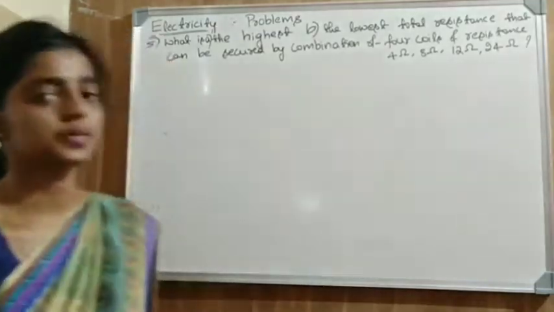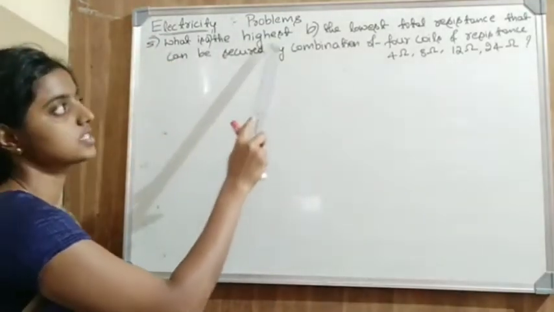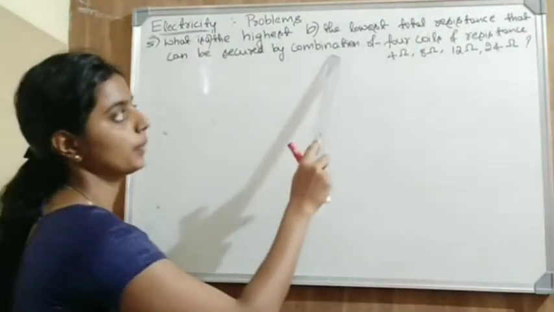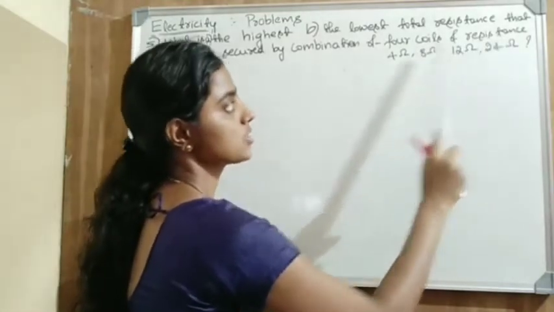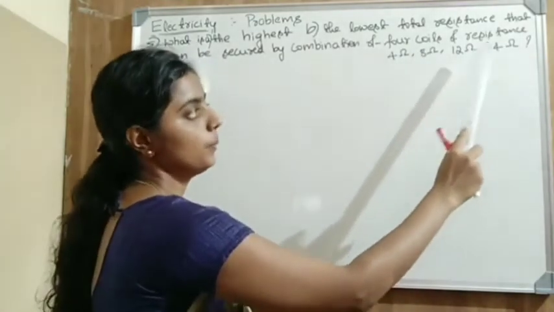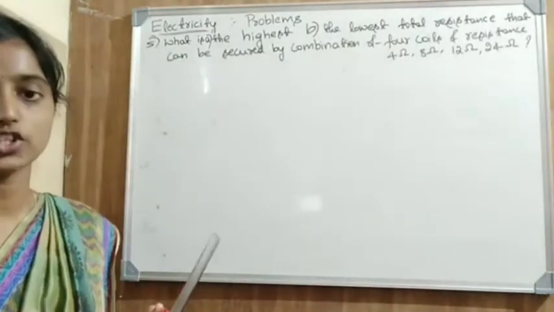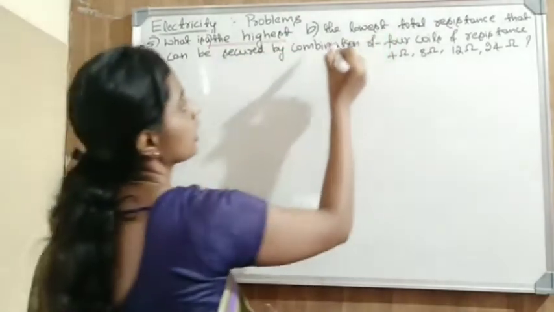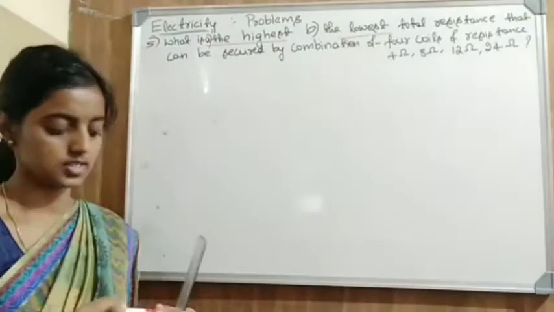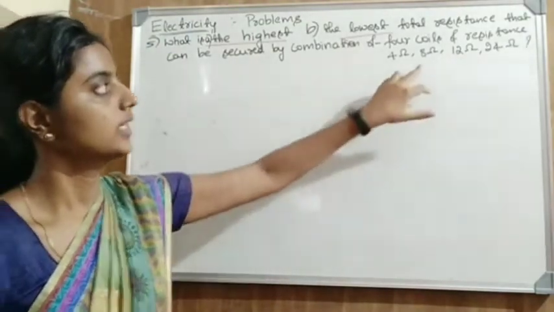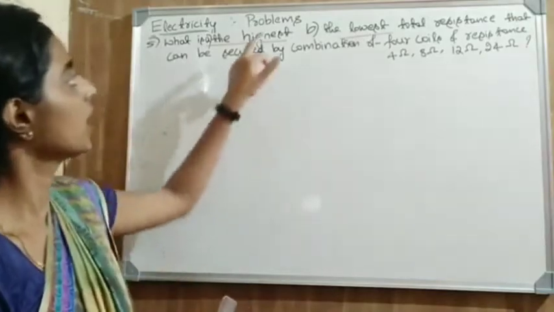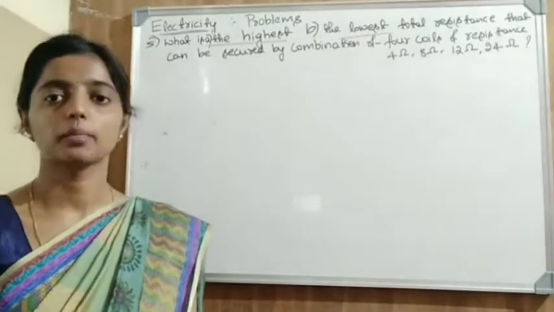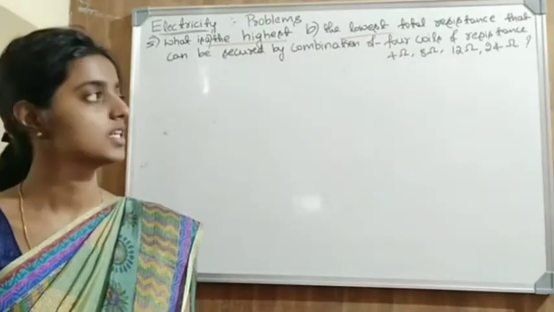Our next question is, what is the highest and the lowest total resistance that can be secured by a combination of 4 coils of resistance 4 ohm, 8 ohm, 12 ohm and 24 ohm. Observe the question. The first one is the highest resistance and the second one is the lowest total resistance. So we need to see by connecting these resistances where we will get the highest value and lowest value. So we have two methods, resistors connected in parallel and resistors connected in series, right?